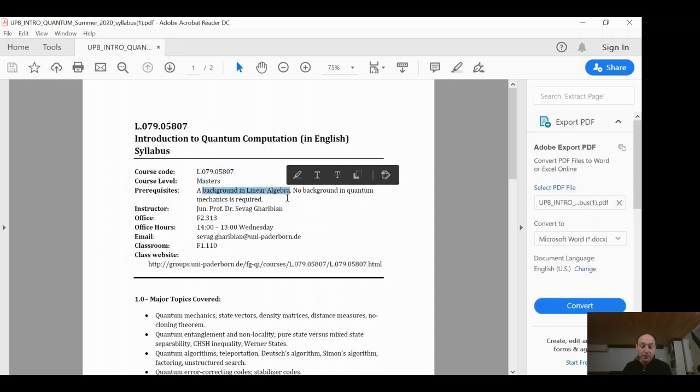Prerequisites: you don't need a background in quantum mechanics, but a background in linear algebra is more or less required. If you're really weak in linear algebra, I really recommend that you spend some time to work hard and get up to speed, because otherwise, it's like reading a book in English, right? If you don't understand English, you're not going to be able to read the book. And it's the same for quantum computing. Linear algebra is the language you're going to need. So that's why I'm really trying to make a serious point here.